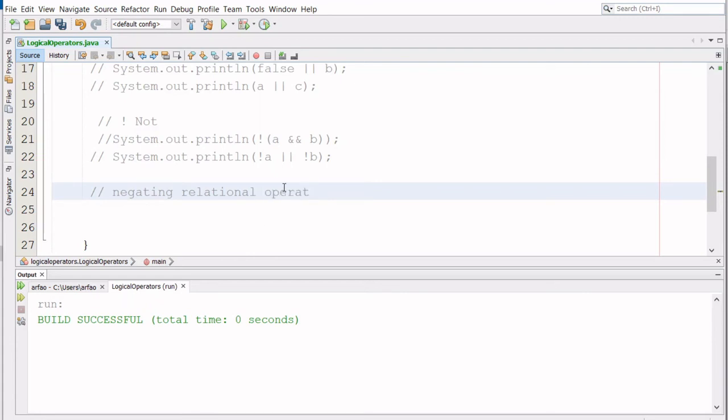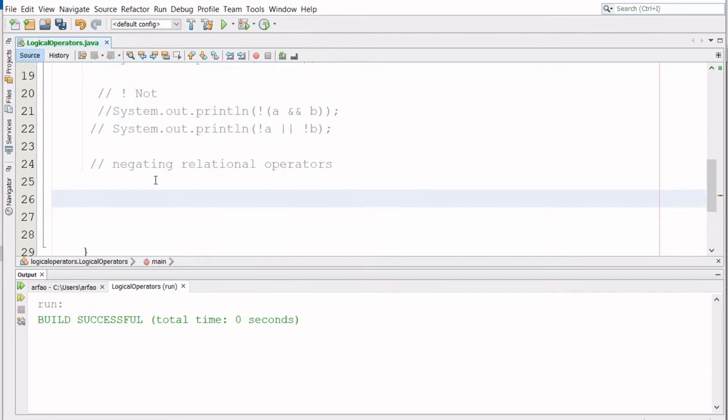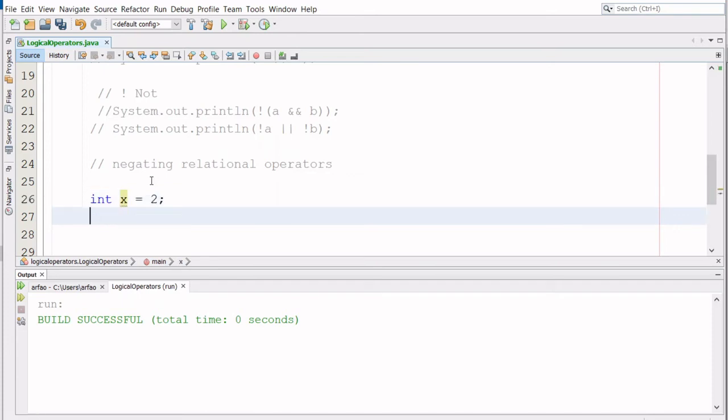Okay. So for this, we're going to need, let's say, two variables of type integer. So let's say int x, I'm going to make it equal to 2. Then int y, and I'm going to make it equal to 5.